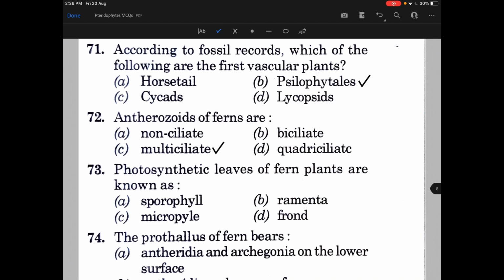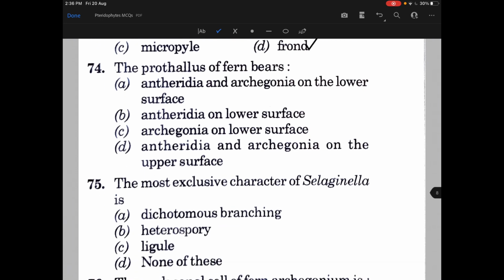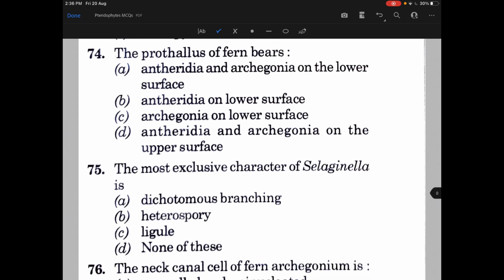Next, photosynthetic leaves of fern plants are known as dash, and the answer is D, that is frond. Next, the prothallus of fern bears dash, and the answer to this is A. Next, the most exclusive character of Selaginella is dash, and the answer is C, that is ligule.